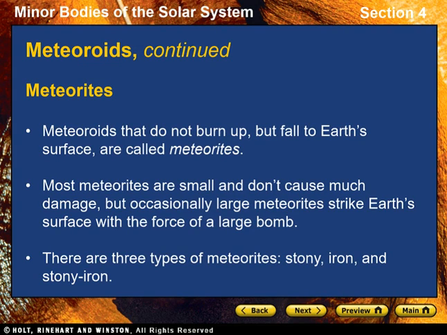Meteorites. Millions of meteoroids enter Earth's atmosphere every day. A few of these meteoroids do not burn up entirely in the atmosphere because they are relatively large. These meteoroids fall to Earth's surface. A meteoroid, or any part of a meteoroid that is left when a meteoroid hits Earth, is called a meteorite. Most meteorites are small and have a mass less than 1 kilogram. However, large meteorites occasionally strike Earth's surface with the force of a large bomb. These impacts leave large impact craters.